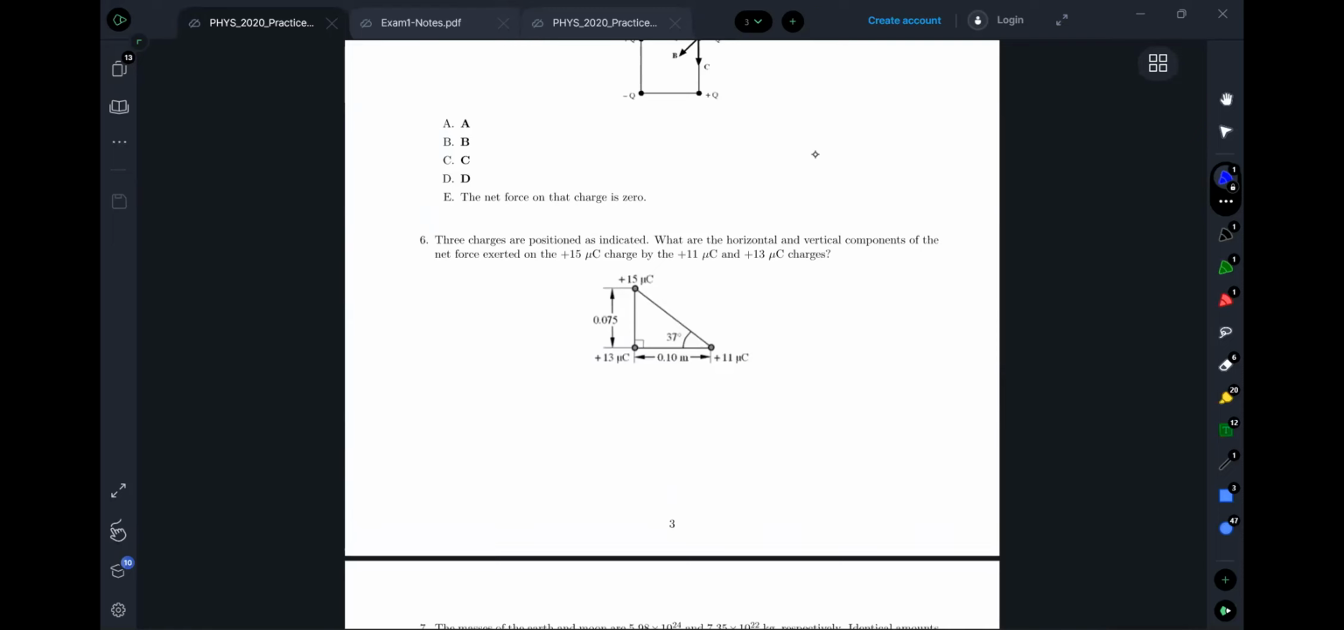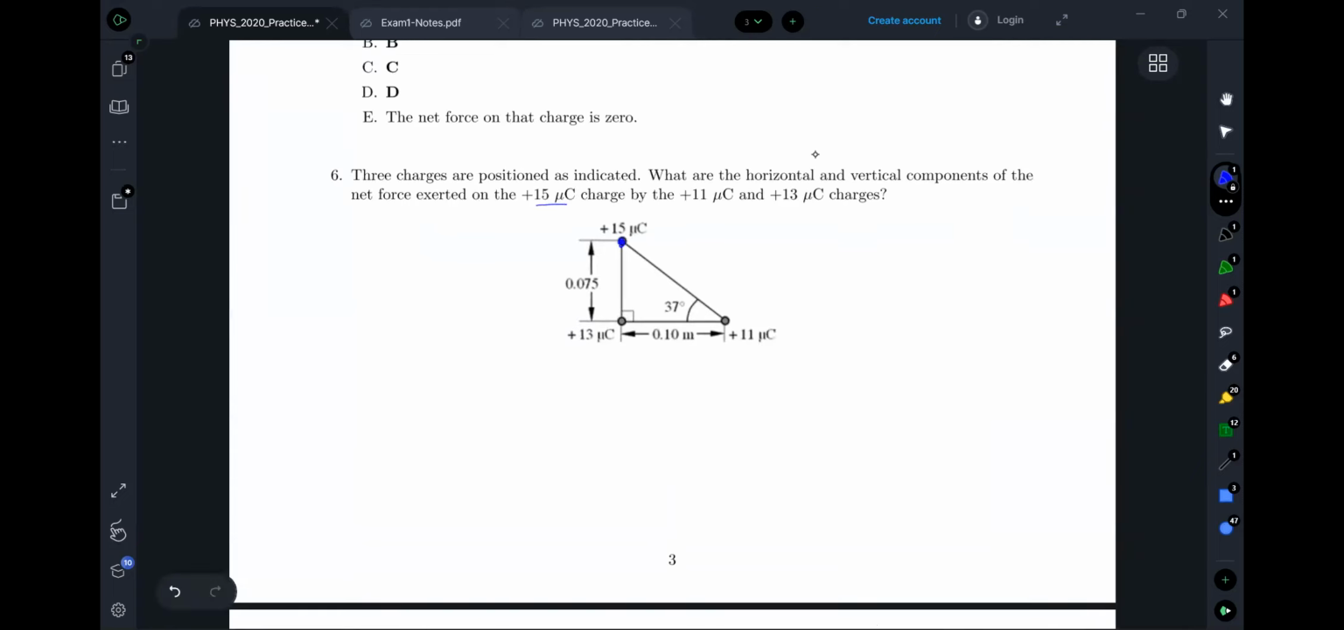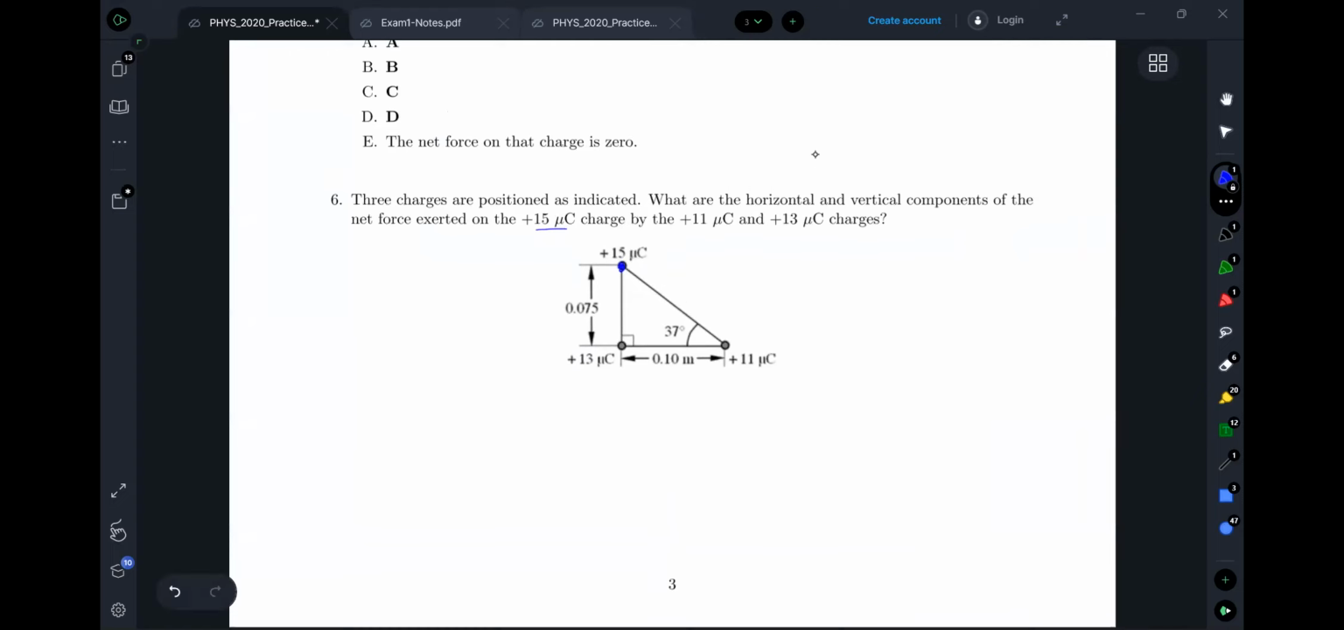Number 6. Okay, this one right here. So we've got 3 charges. What are the horizontal and vertical components of the net force on this 15 microcoulomb charge due to these other 2? So the first step with these types of problems is always determining whether this charge is attracted or repelled by the other charges. We've got that this is positive and this is positive, so it's going to be repelled.